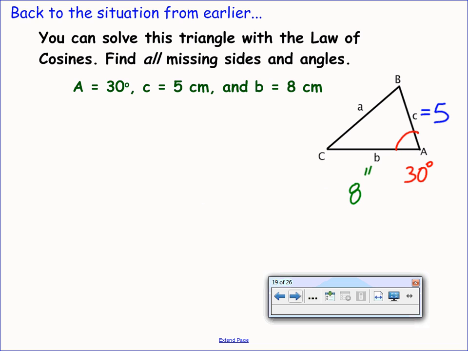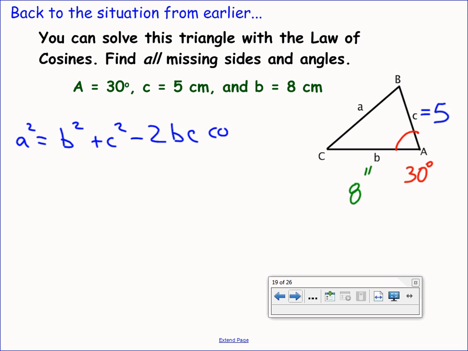So I'm going to start out with the A form of the law of cosines, because I know information about angle A. I know that A squared is given by the sum of the squares of the other sides, b squared plus c squared minus 2 times b times c times the cosine of angle A. Let's fill in what we know.